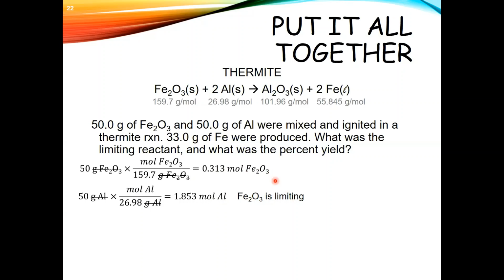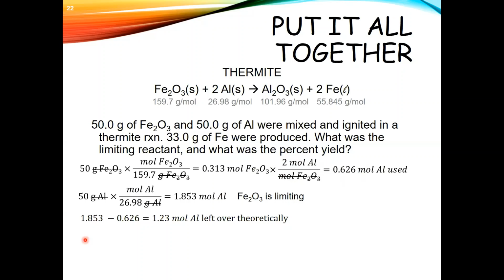So we'll use our 0.313 here to figure out how much aluminum is used up, and we'll do that by multiplying by our mole fraction here of 2 moles of aluminum for every 1 mole of iron 203. Find that we used 0.626 moles of aluminum. That'll help us figure out how many moles of aluminum are left over. We'll just take that 1.853 moles we started with, subtract the 0.626 moles we used. Now we're left with 1.23 moles of aluminum left over. And that's assuming that everything reacts completely.